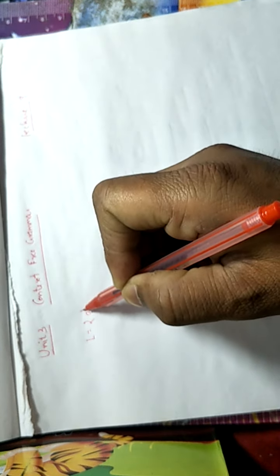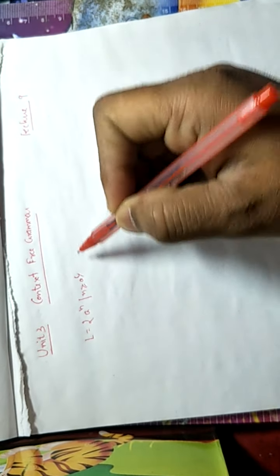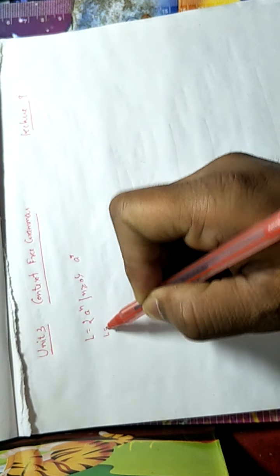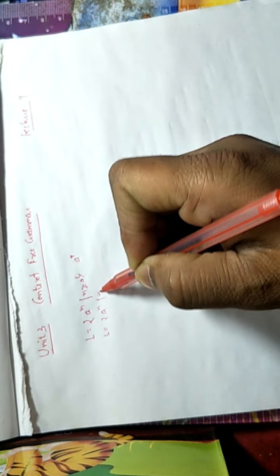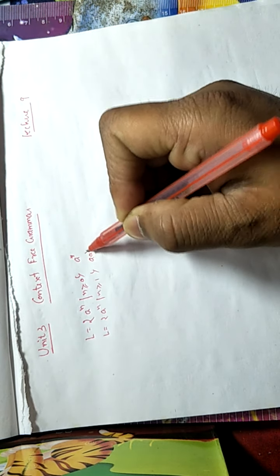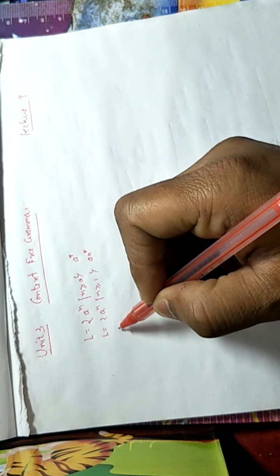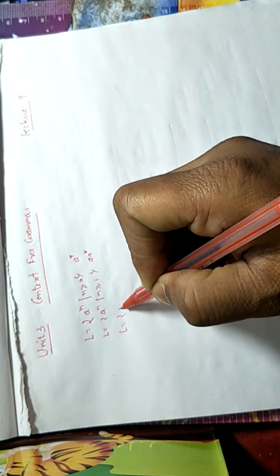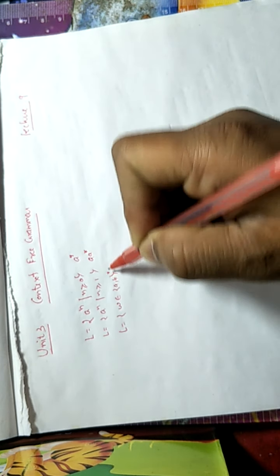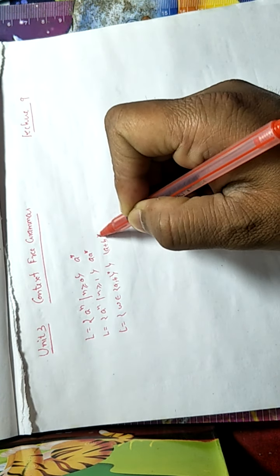L is equal to a raised to power n, n greater than equal to 0, that is a star; a raised to power n, n greater than equal to 1, that is a plus; L is equal to w belonging to {a, b} star, that means anything over a comma b.